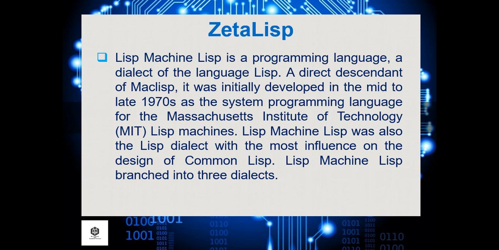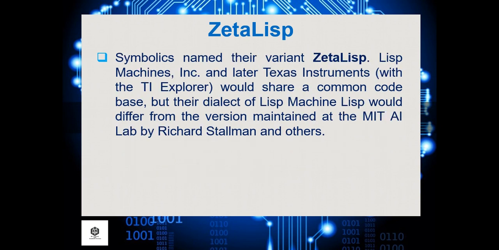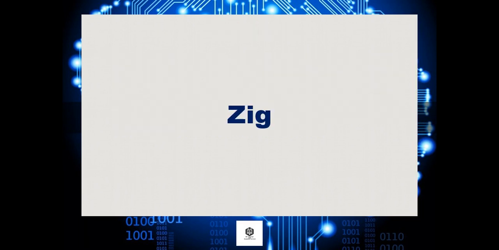Lisp Machine Lisp branched into three dialects. Symbolics named their variant Zeta Lisp. Lisp Machines Corporation, and later Texas Instruments with the TI Explorer, would share a common code base, but their dialect of Lisp Machine Lisp would differ from the version maintained at the MIT AI lab by Richard Stallman and others.